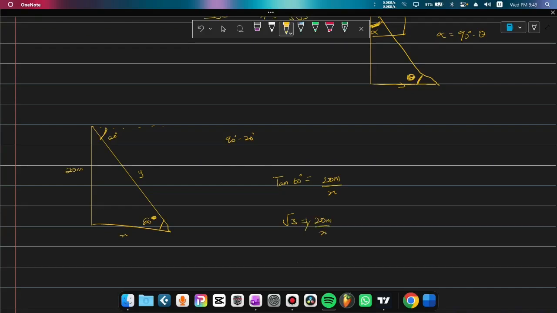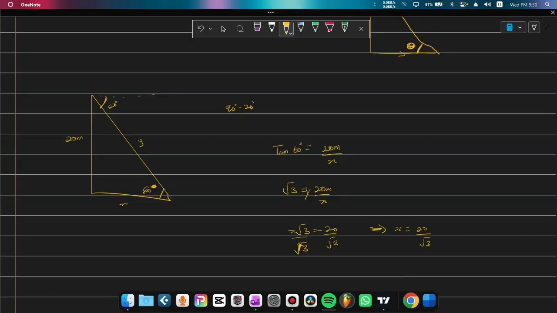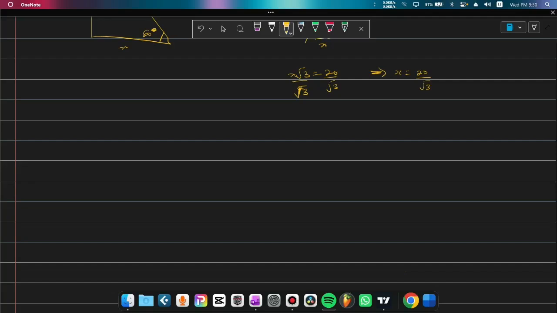So I could cross multiply and say x times root 3 is equal to 20. Then divide both sides by root 3 to make x stand alone. Therefore, I have x is equal to 20 over root 3. But I can't say I'm done because I can never leave a surd at the bottom. So I have to rationalize.